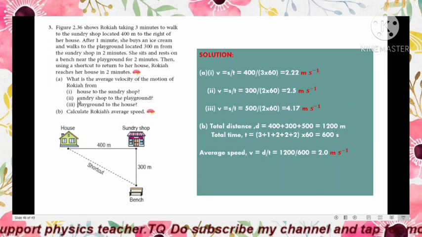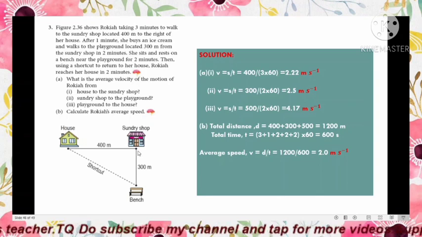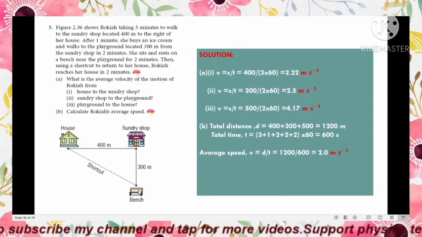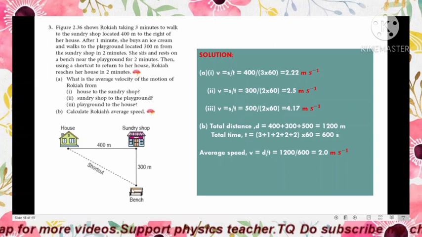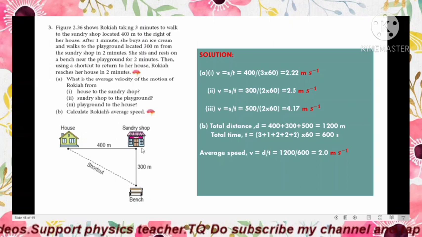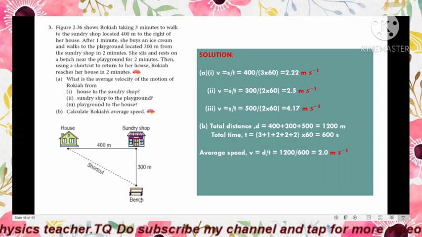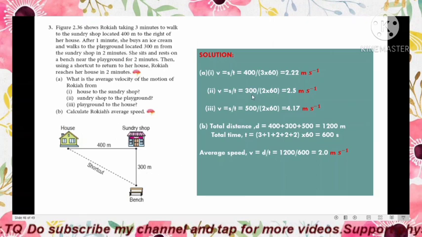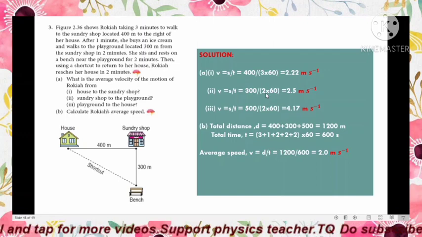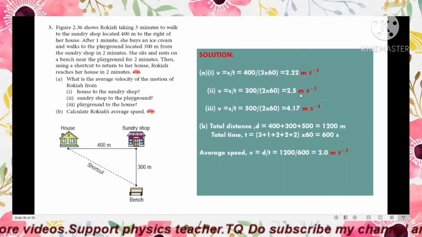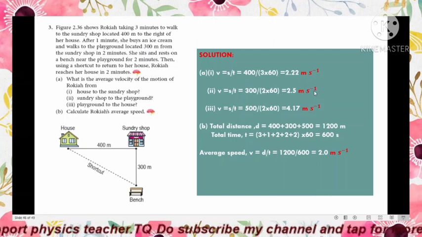And then part 2, sundry shop to the playground. There's a bench there, meaning this one is the playground. So sundry shop to the bench is 300 meters. So 300 divided by time taken, 2 minutes. So 2 times 60, and you get 2.5 m s^-1.